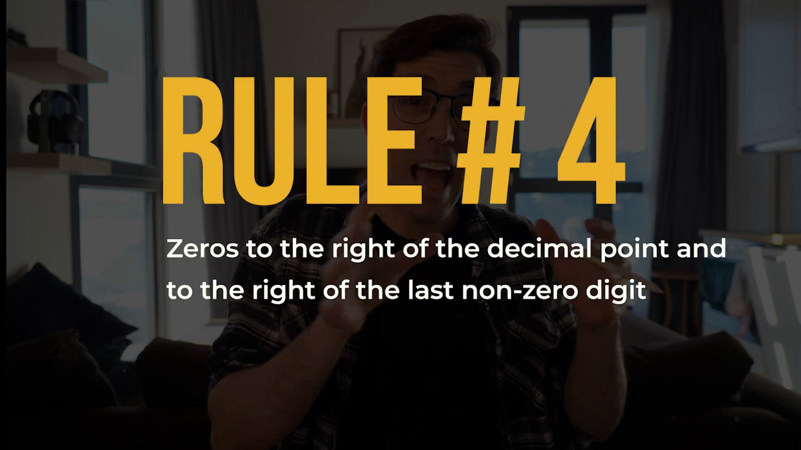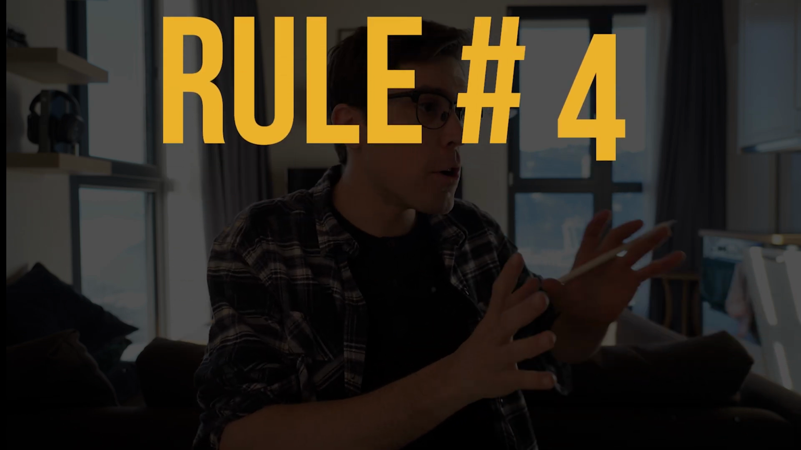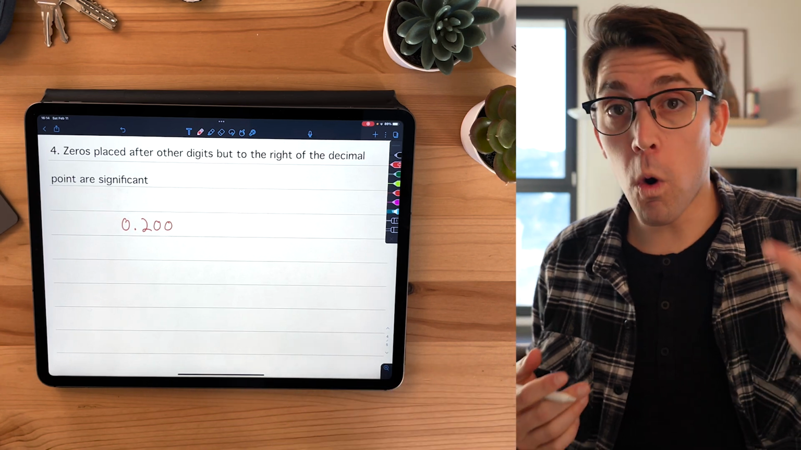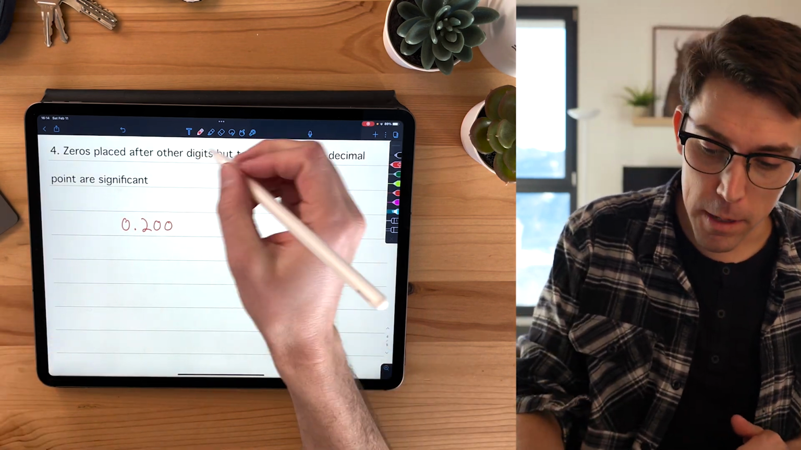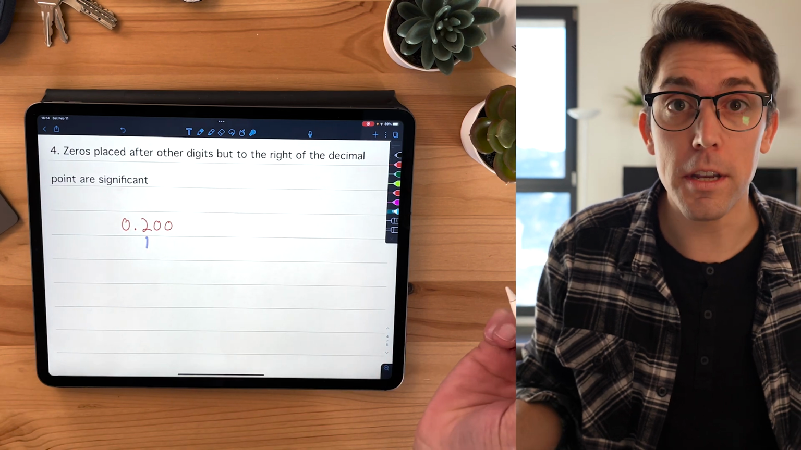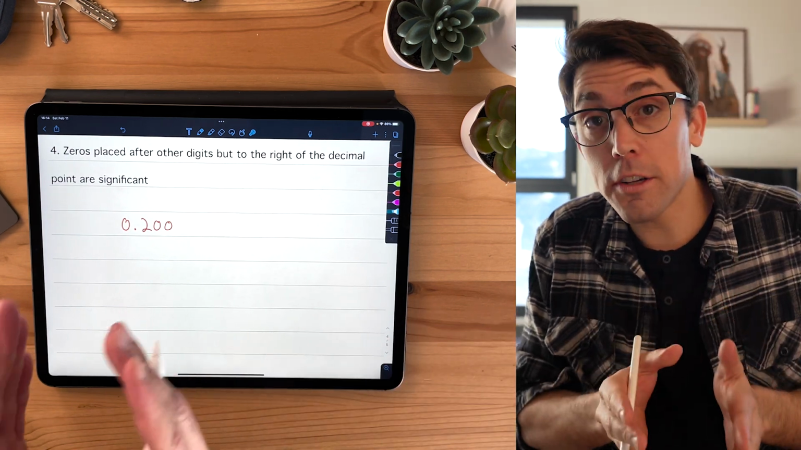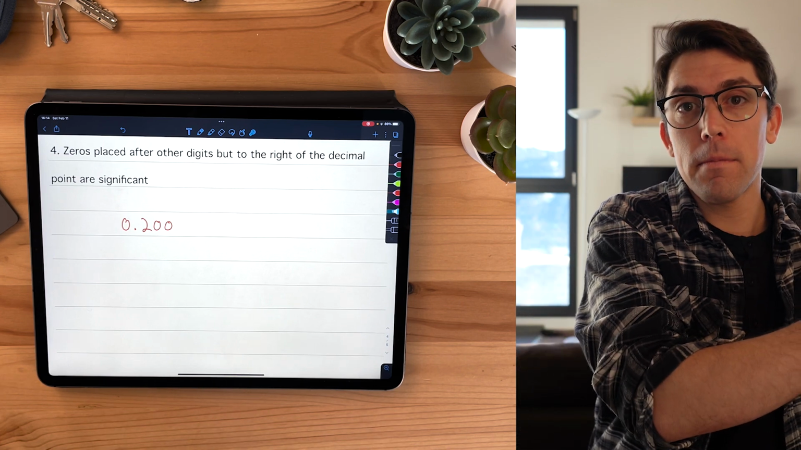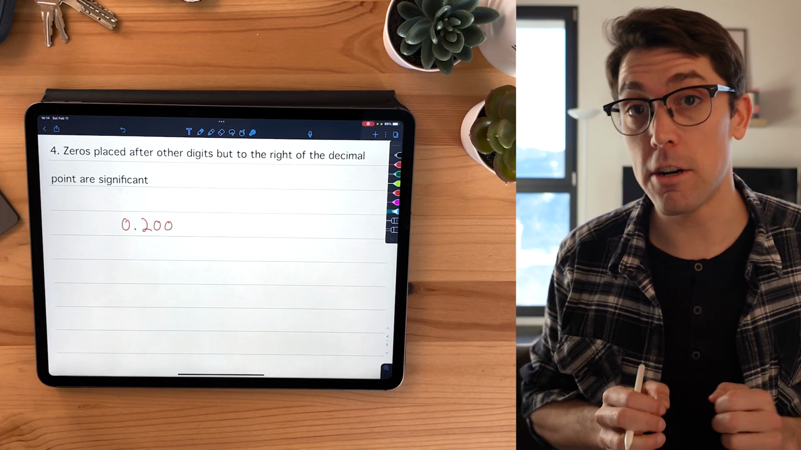So for our fourth rule, any zeros that are placed after other digits, but they're to the right of the decimal point, those are considered significant. So what does that mean? Let's take a look. So here I have 0.200. Okay, so I have 1 non-zero digit, and that's going to be my 2 here. So there's my 1 digit. 2 is also my first non-zero digit, so any 0 to the left of that is not considered significant.